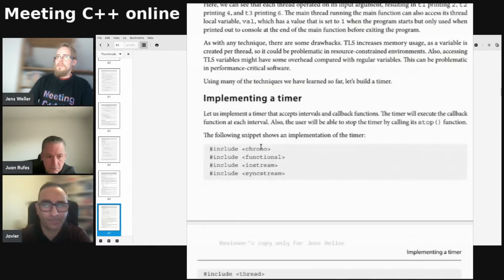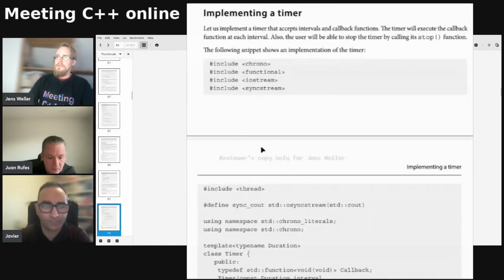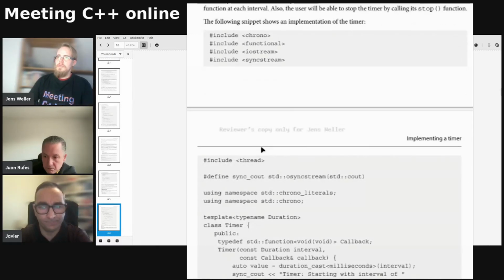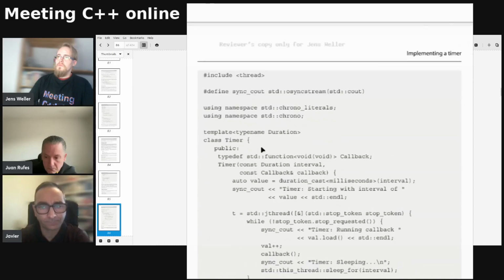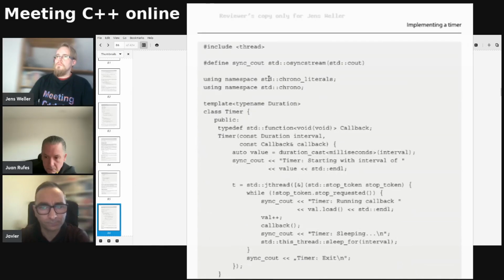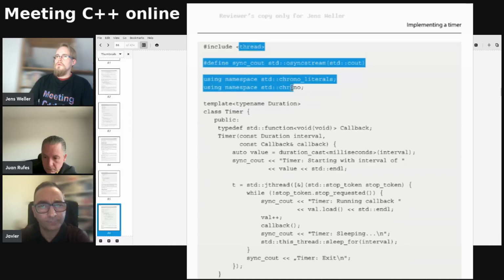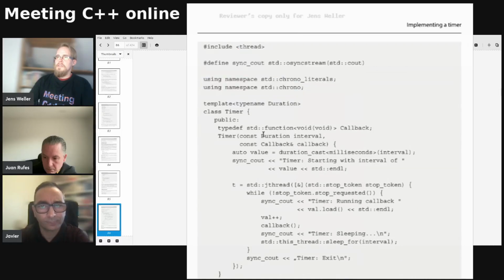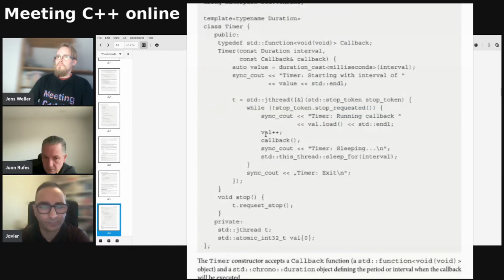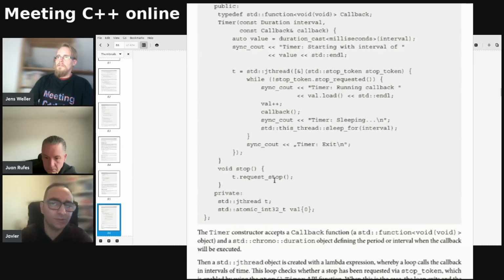And then we go into implementing a timer, which I think is always interesting to see, the more advanced examples. The book is here again using Chrono and mostly standard C++. Yes, the only places where we don't use standard C++ are the chapters about Boost.Asio and Boost.Cobalt, where obviously we use the Boost libraries. Apart from that, all the other examples use standard C++ libraries.